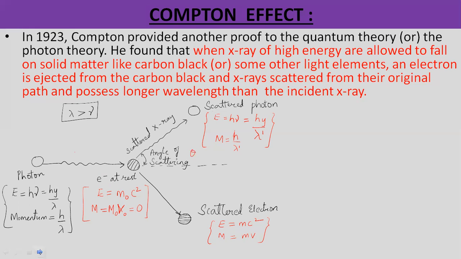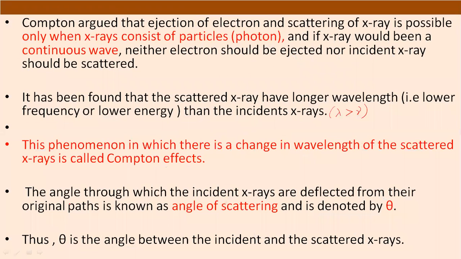Now moving on to the next point. As we know, Compton says that the ejection of an electron takes place only when the scattering of X-rays is possible, only when X-rays consist of particles, right?